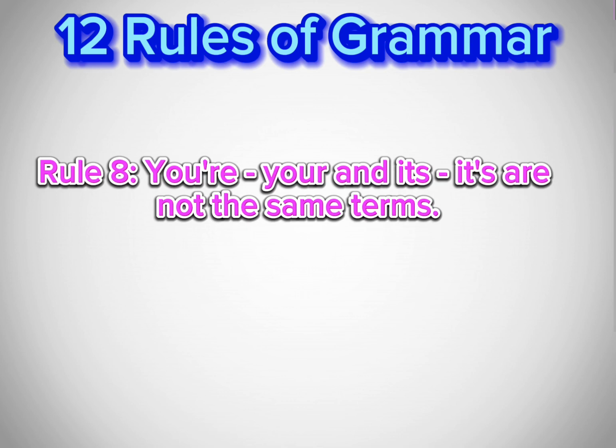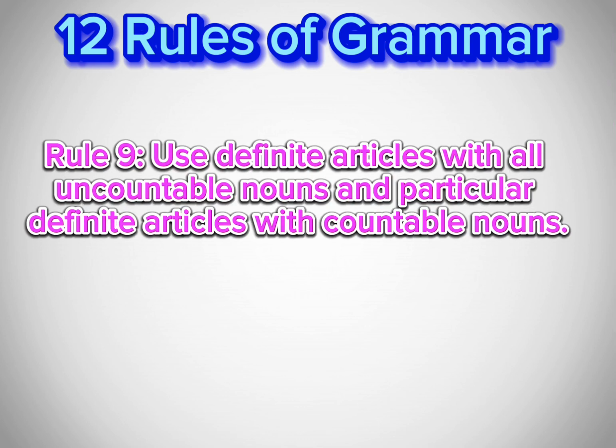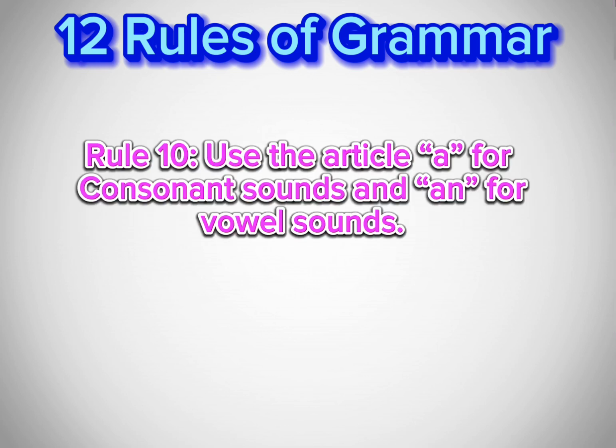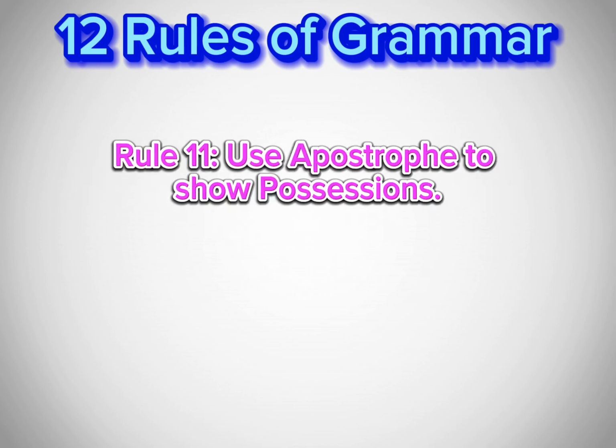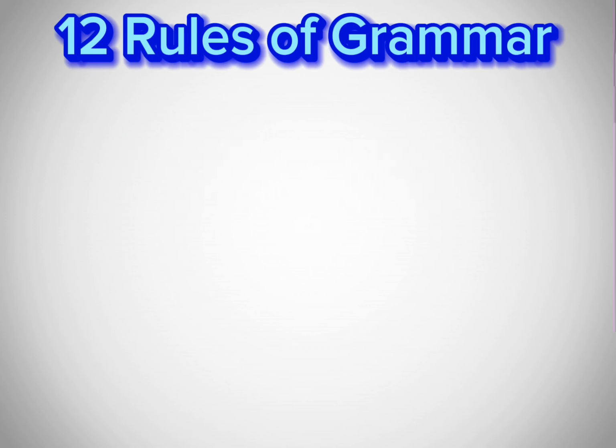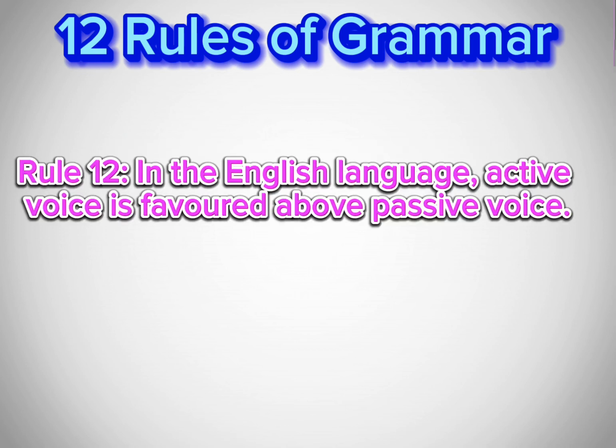Rule 8. Your and its are not the same terms. Rule 9. Use definite articles with all uncountable nouns, and particular definite articles with countable nouns. Rule 10. Use the article a for consonant sounds and an for vowel sounds. Rule 11. Use apostrophe to show possessions. Rule 12. In the English language, active voice is favored above passive voice.